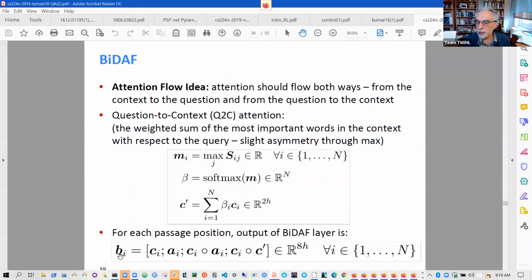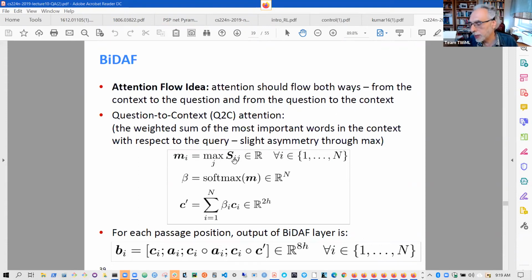Now we're going to calculate B_i, which is going to be another vector that encodes the relationship in the other direction, from query to context. But it's not done symmetrically, okay? So here he tells you how he actually does it.